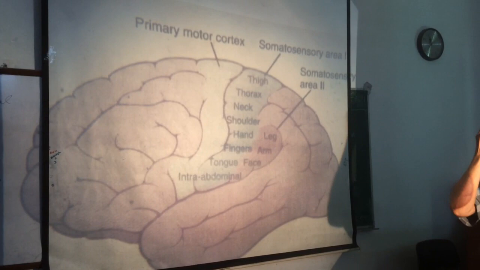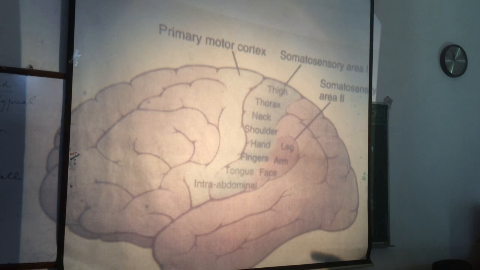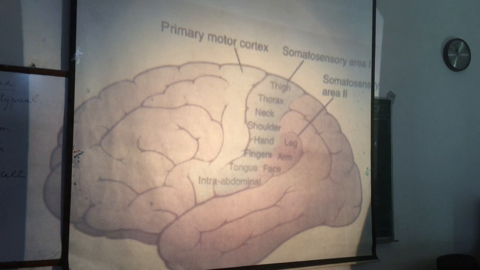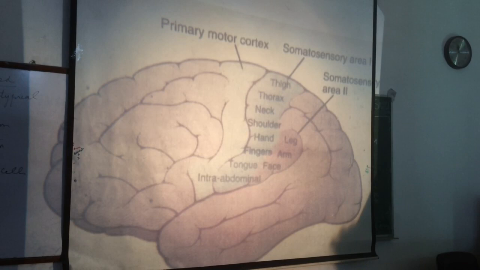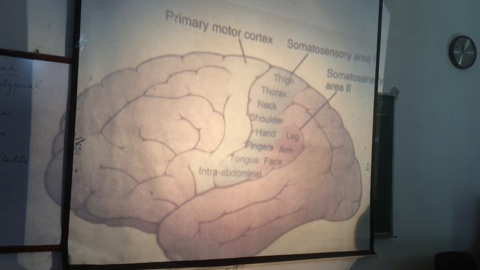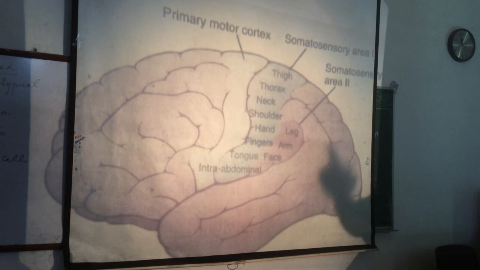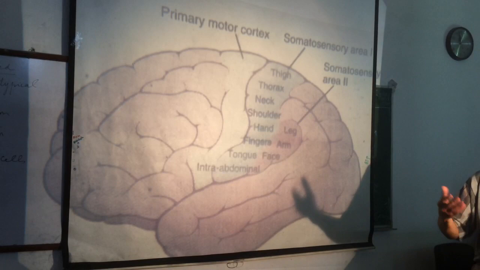The third method is the study of disease having sensory loss. A patient having sensory loss, after death, there is post-mortem examination. And we see which part of the brain, the cerebral cortex, is damaged in the patient who was having sensory loss. This is the study of disease in patients having sensory loss.